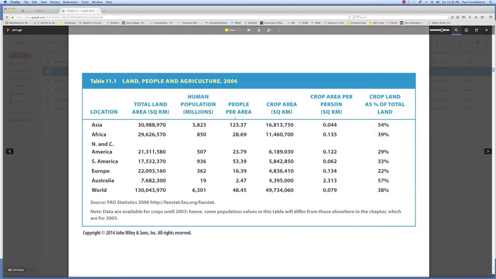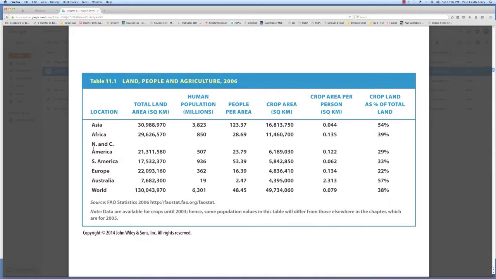Let's take a look at Northern and Central America. They don't break this down by North America and Central America, and I wish they did, because they broke it down into Central America. But population, 507 million between both North and Central America. Obviously, our population density, people per area, is a lot smaller than it is in Asia. And then crop area is a lot smaller, 6,189 square kilometers. So the crop area is quite a bit smaller. The cropland as a percentage of total land is 29%.